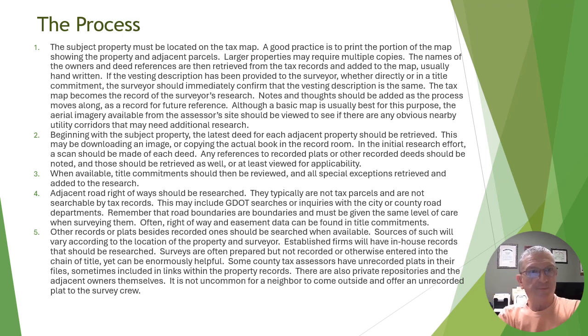So number one, the subject property: you need to find it on a tax map. A good practice is to print that portion of the map that shows the property and the adjacent parcels. If it's a big property with a whole lot of adjoiners, it may take multiple copies, but this is standard practice, to take the tax map and start writing the info down.